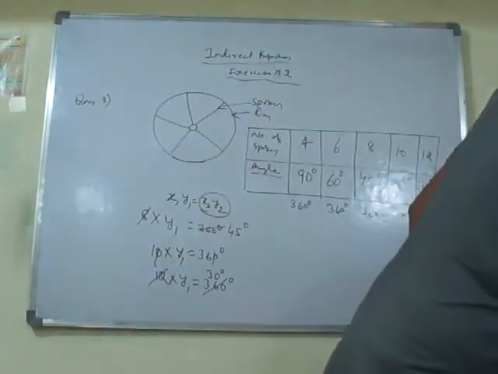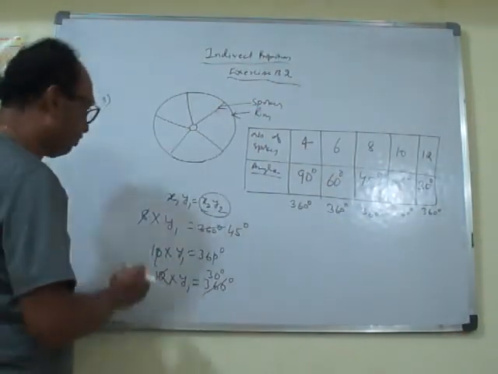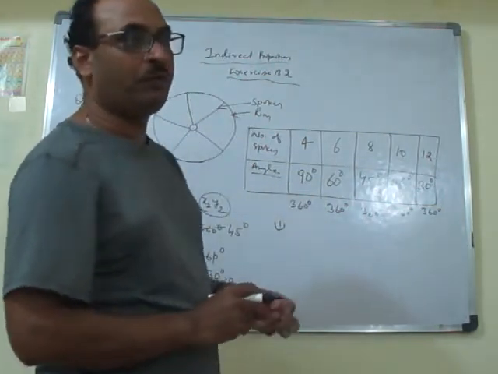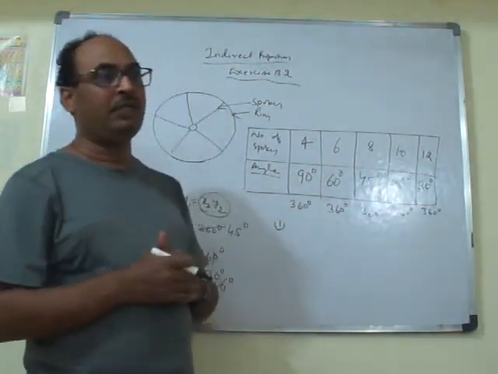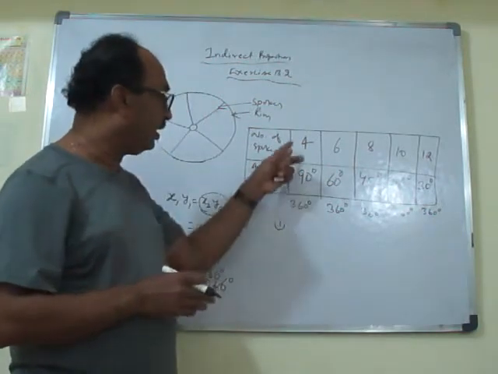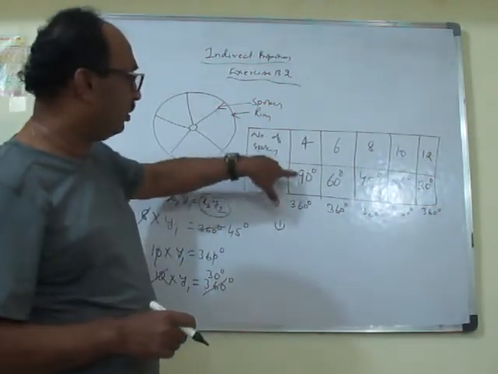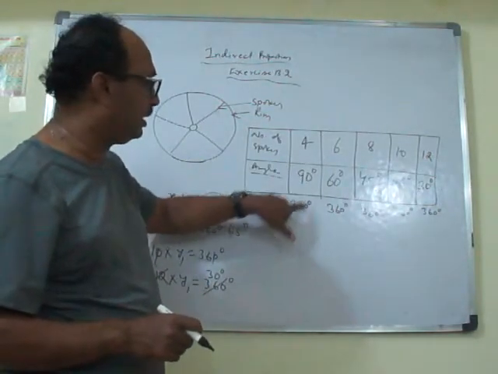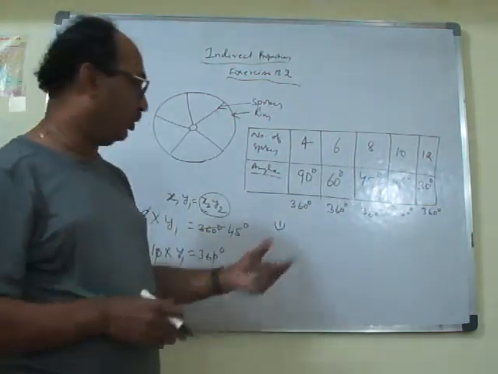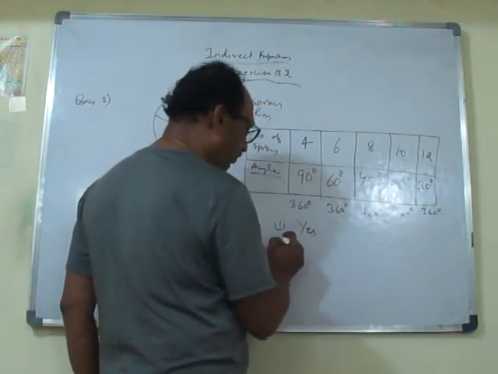Right. Now some questions are being asked in this question. So what are the questions? Are the number of spokes and the angles formed between a pair of consecutive spokes in inverse proportion? Yes, of course it is in inverse proportion, because x1 y1 is constant, for all x1 y1 is 360 degree, all constant. So it is following inverse proportion. So the answer will be yes.